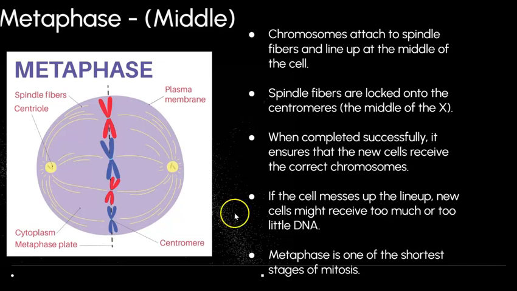Next up is metaphase. I like to remember this as M for middle. The chromosomes attach to those spindle fibers and line up perfectly in the middle of the cell. The fibers lock onto the centromeres, which is the center of that X shape. This stage is very short, but very important. If the cell messes up this lineup, the new cells might end up with too much or too little DNA, which can lead to serious problems. Metaphase is the cell's way of making sure everything is balanced before the big split.